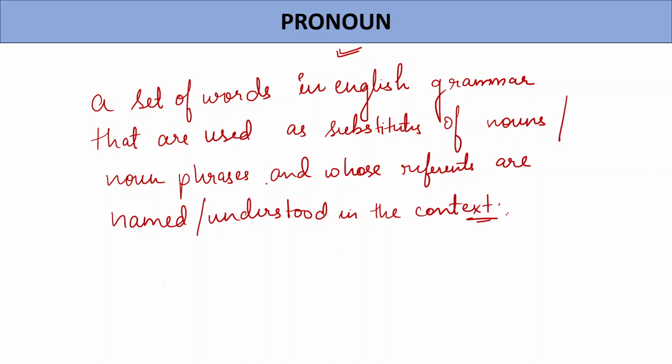right? So in short, if I say, we did discuss pronoun before, so in brief you can say pronouns are words used in place of a noun or a noun phrase, right? This is what we learned before. So they are definitely a set of words, some specific words in English grammar that are used as substitutes of nouns or noun phrases, and whose reference are named or understood in the same context. That is basically pronoun. Okay, it can replace a noun, and definitely the noun that is replaced by a pronoun is always called an antecedent.